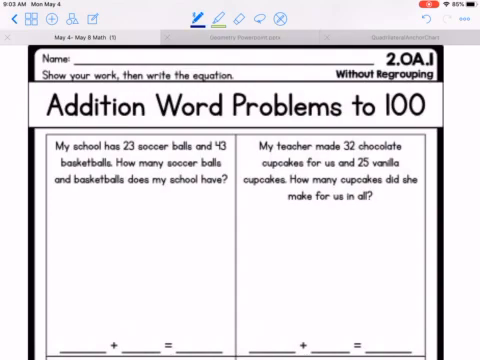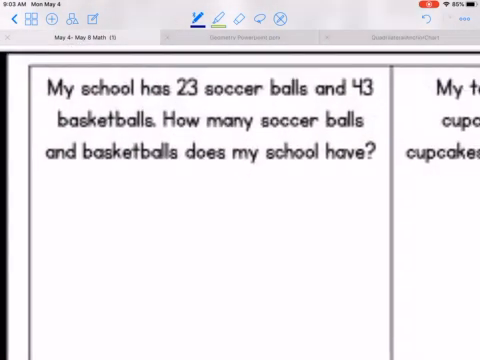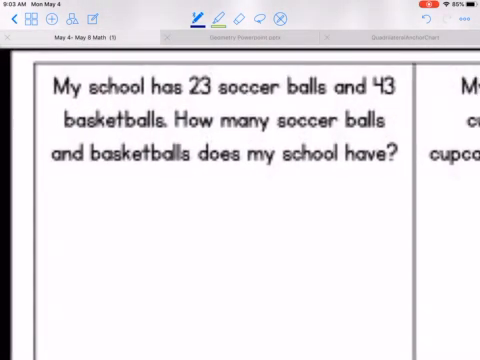So how we're going to get started, I'm going to read our first word problem, and then I'm going to go through some steps that I want your brains to get used to going through so we can reason through how to set up a word problem. So let's read it together. My school has 23 soccer balls and 43 basketballs. How many soccer balls and basketballs does my school have?